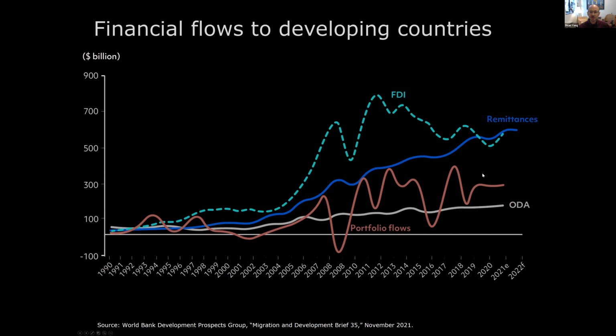So these data just make plain how important remittances are as a financial flow going to developing countries. On the vertical axis, we have billions of US dollars, showing basically the four largest types of international financial flows going to developing countries: foreign direct investment, this green line; remittances, the blue line; portfolio investment, this pinkish line; and this white line, the official development assistance or foreign aid.